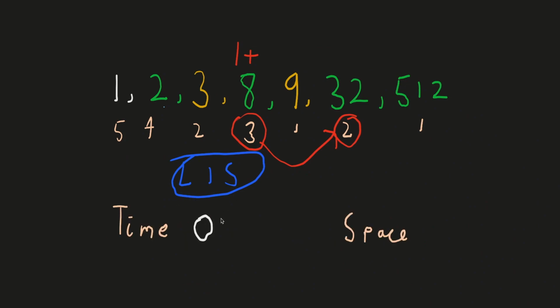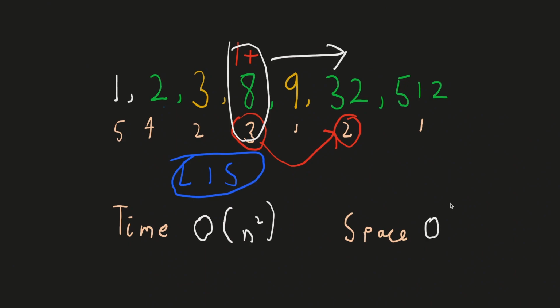The time complexity of this would be O of n square, because we are starting from each element and then checking all the elements on the right. And the space complexity would be O of n, because for each element, we are only storing the length of the longest chain starting from there and also the corresponding next element. Let's implement our solution.